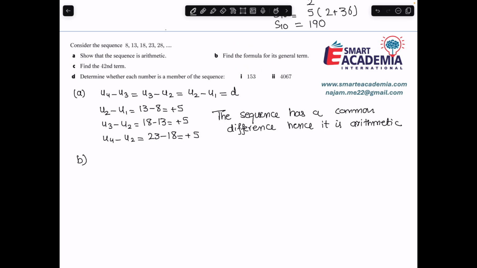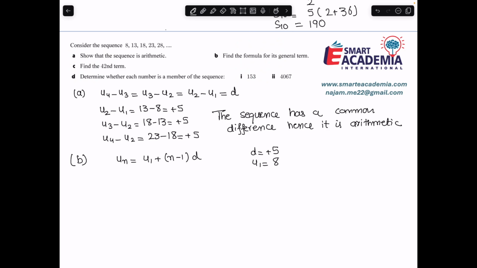The B part says, find the formula for the general term. We've already derived the formula for the general term, which is un equals u1 plus n minus 1 into d. Using our A part, we've already calculated our d, which is positive 5. The u1 is the first term, which is 8. Remember, whenever you want to find the general formula, the only variable that you must have in your general formula expression is n.